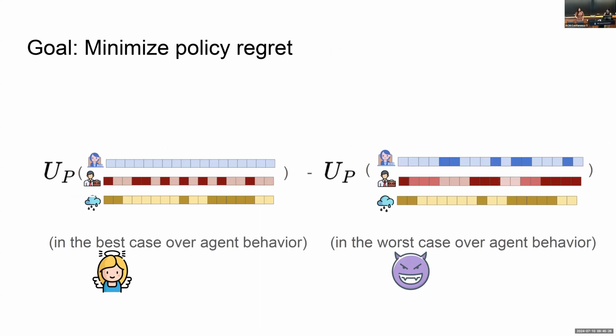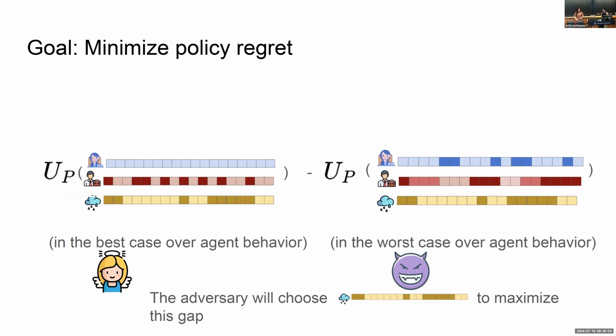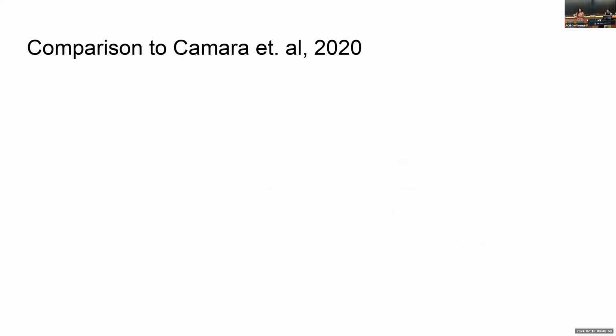And what's our goal? Our goal is to minimize policy regret, right? So now I'm finally adding in this final element of the agent behavior, which is, again, we have this comparison of these two settings. Now, in our setting, in the actual utility that we get from our choice rule, we're thinking about what would happen in the worst case over agent behavior based on the constraints that we've given them. And then in the counterfactual benchmark, we let it be the best case over their behavior. And still, we have the adversary choose the state of nature sequence to maximize this gap.